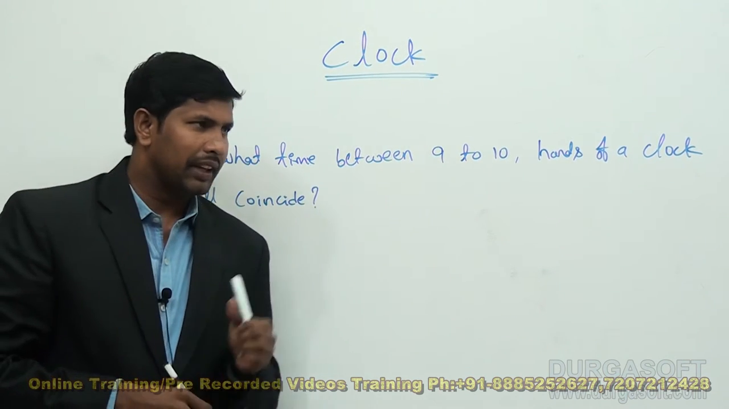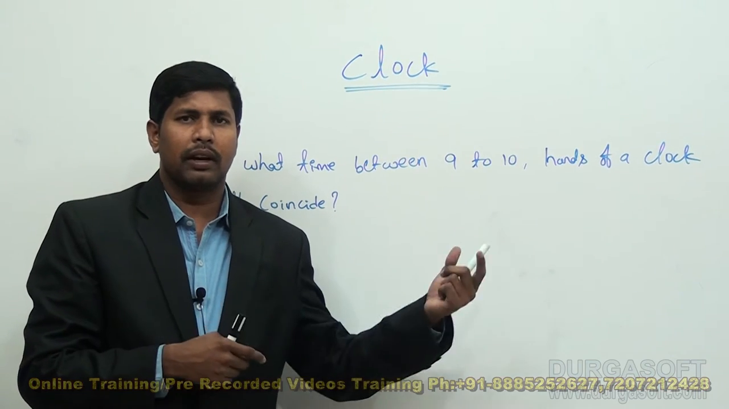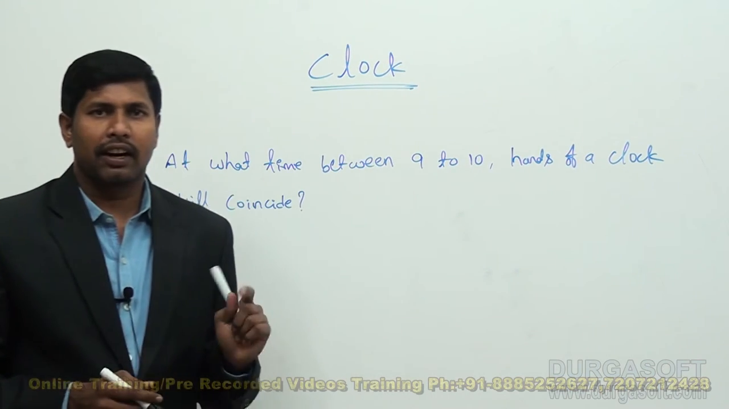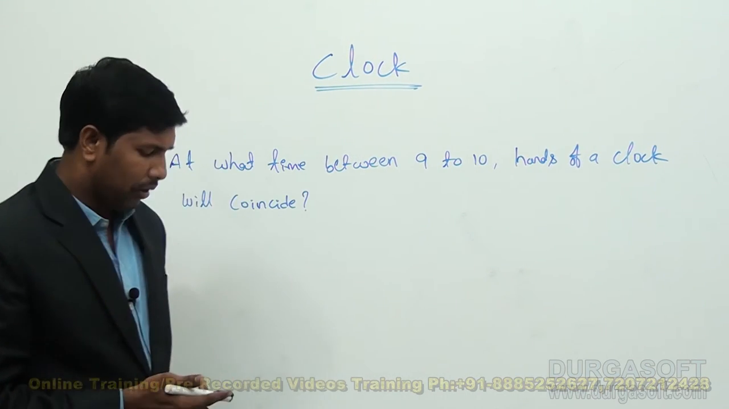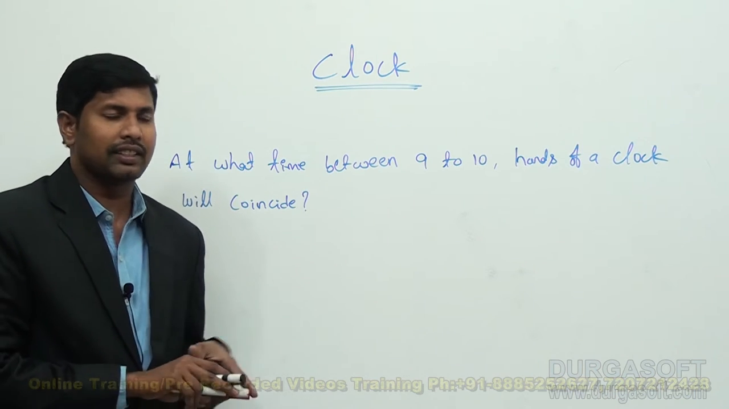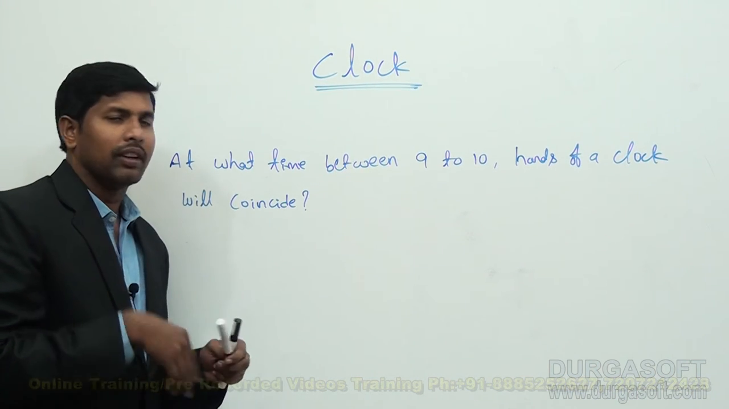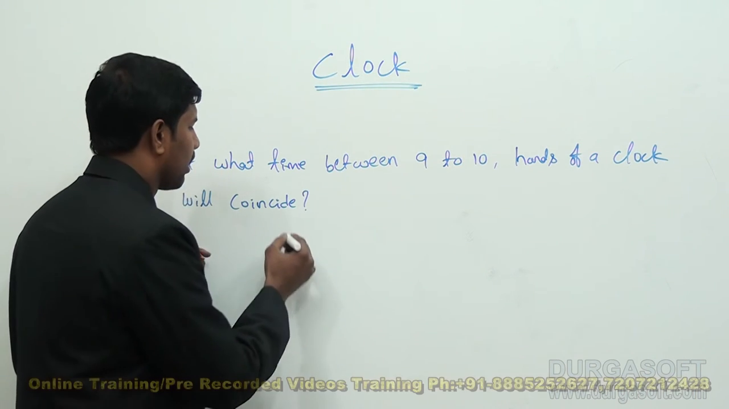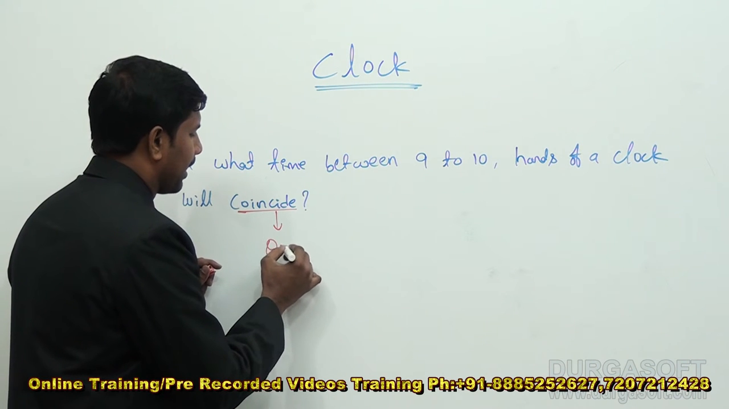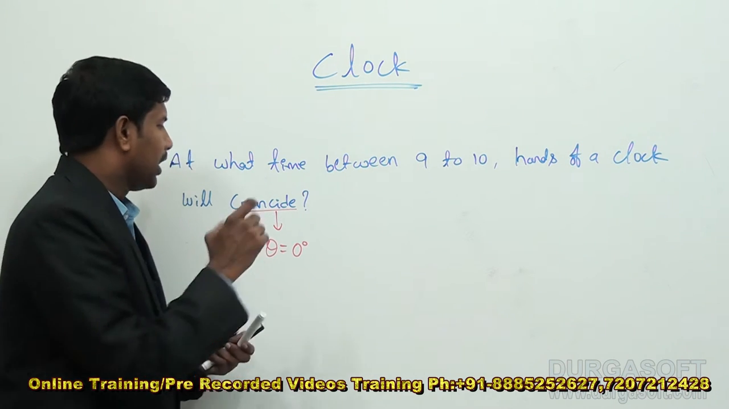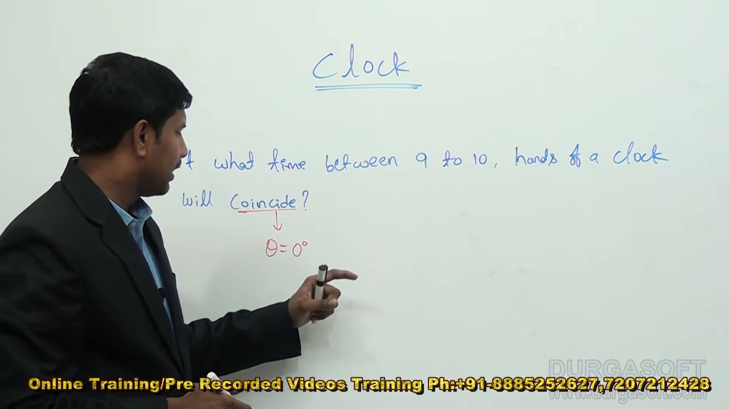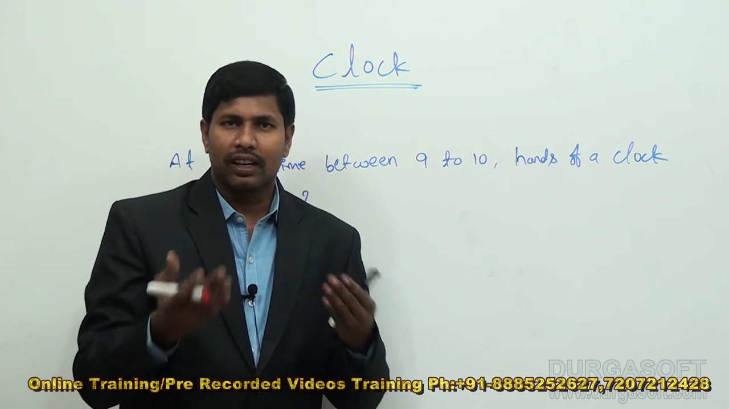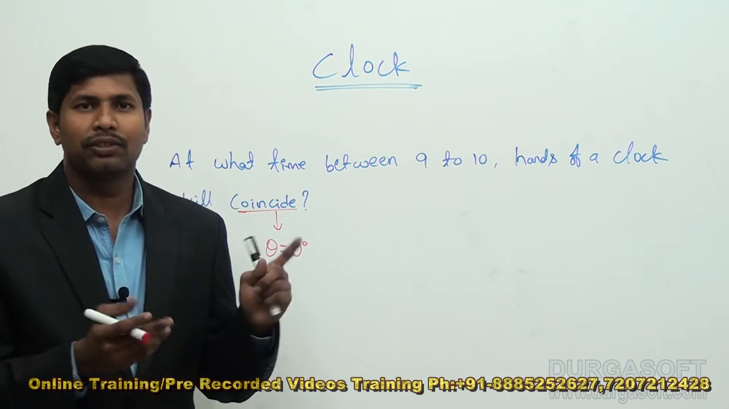Till now we have seen when the angle is given directly in terms of a number, like 60, 70, 80. Then in the next example we saw a right angle. Now I am saying coincide. We discussed at the starting that coincide is nothing but meeting, lying on the same line in the same direction, or simply having an angle of 0 degrees. So indirectly what I am asking is, at what time should the angle between the hands be zero?